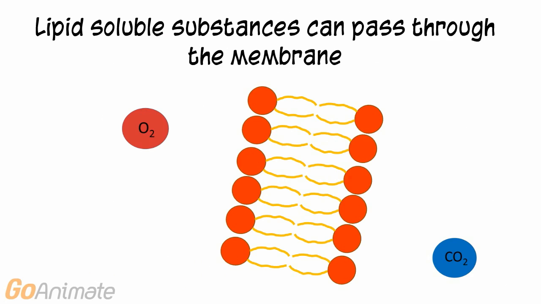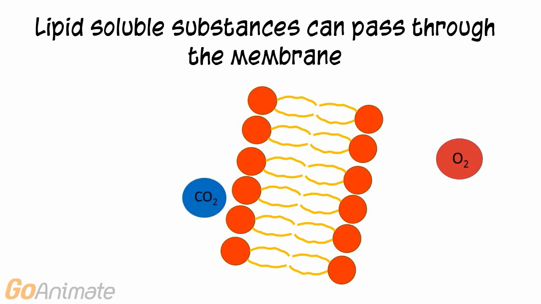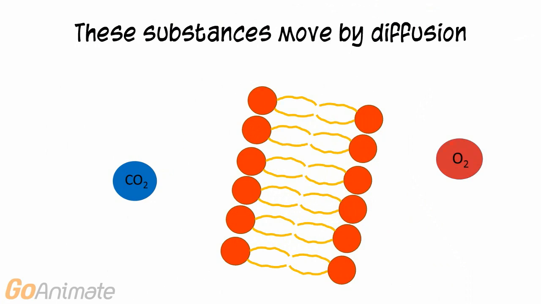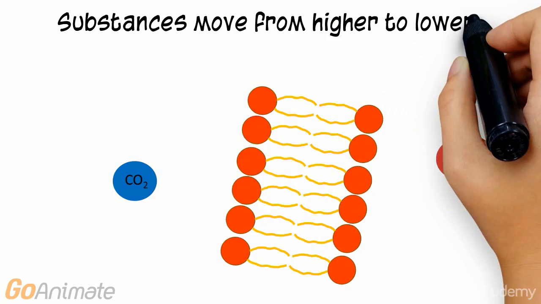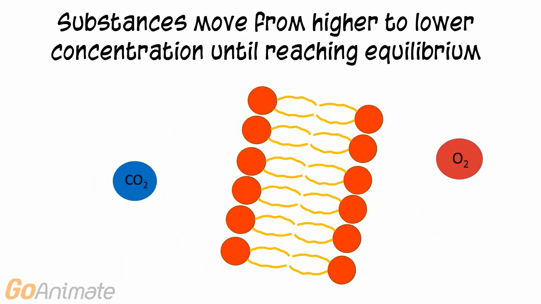Lipid-soluble substances can pass through the phospholipid bilayer. Some examples of lipid-soluble substances include oxygen and carbon dioxide. Steroids are another example. We can say these substances move by diffusion. In diffusion, substances move from higher to lower concentration until reaching equilibrium.